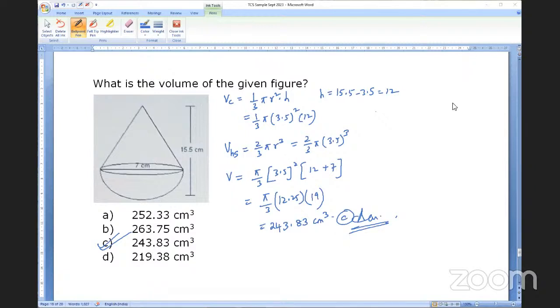I hope this is clear. Akash Mali, correct? This time Shraddha, very good. It was not 263.33, it was 243.33. Option C. Yes. A few of you have given the answer correctly. Very good. Let's move on to the next one.